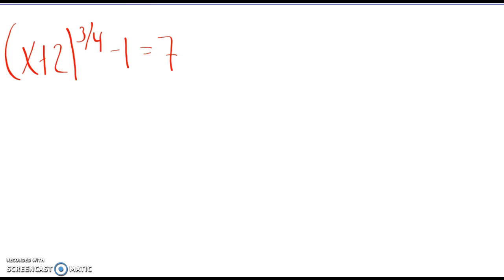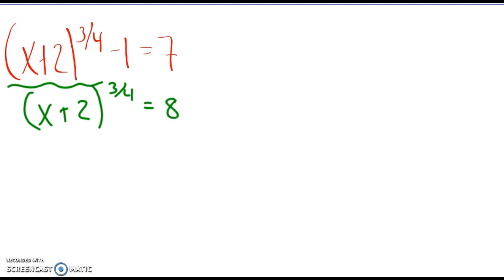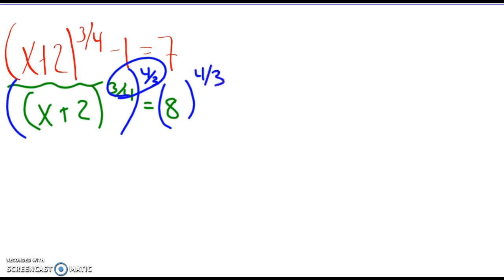Here's another problem. First, I'm going to isolate this parenthesis in that rational exponent by adding 1. So I have x plus 2 to the 3/4 equals 8. In order to get rid of that fraction, I'm going to raise this to the reciprocal 4/3. This will multiply to be 1. So I also need to raise the right-hand side to the 4/3. I'm left with x plus 2 equals 8 to the 4/3.